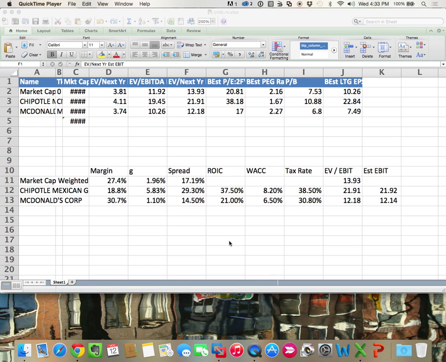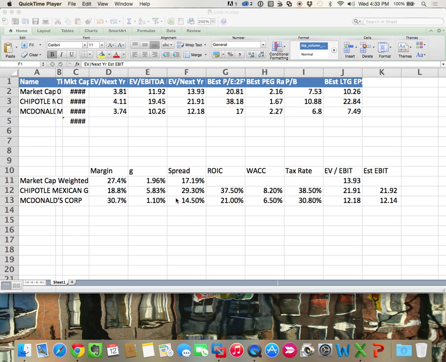All right, so basically, you should have gotten for McDonald's a G of approximately 1.1%, depending what ROIC you used, an ROIC of approximately 21%, again, depending on which part of the range you were in, and a WACC of 6.5.